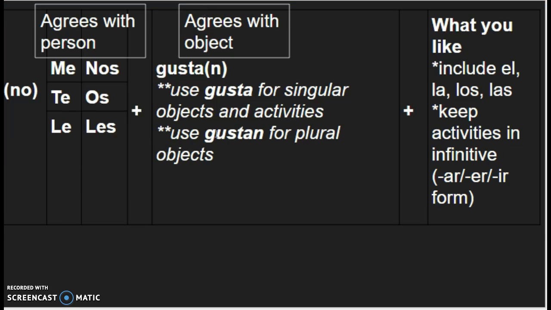So remember, gusta versus gustan agrees with the object, singular or plural. I have this highlighted. The pronoun me, te, le, nos, os, les agrees with the person that's doing the liking. And then no goes before the person since we don't want to interrupt this portion, which always goes right next to each other.